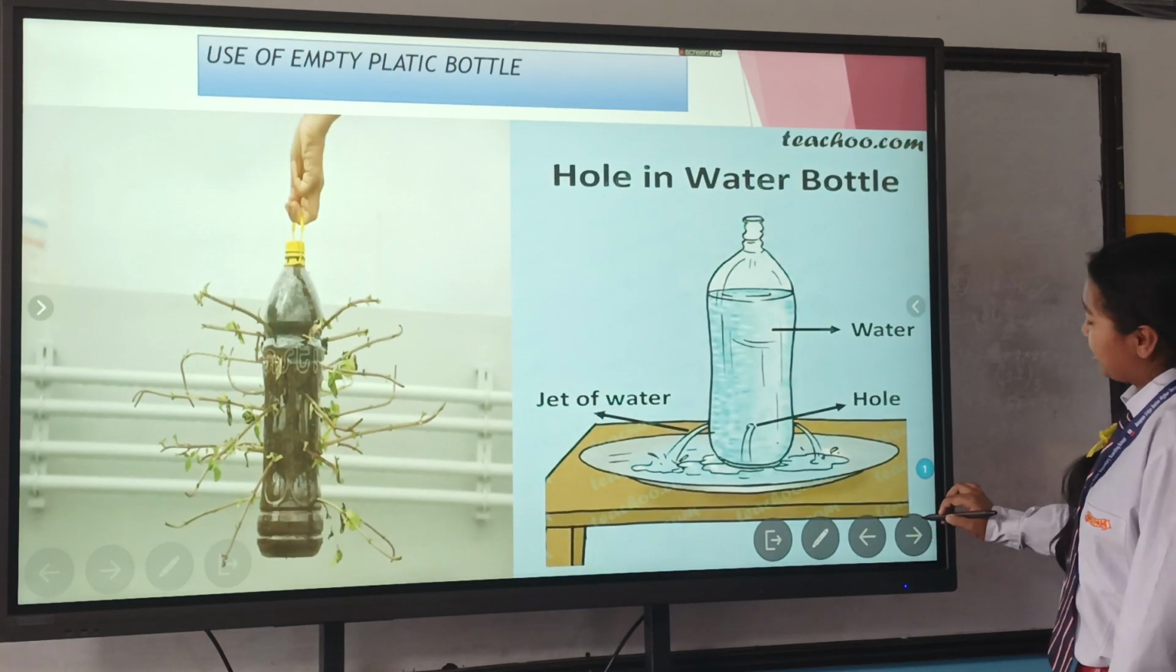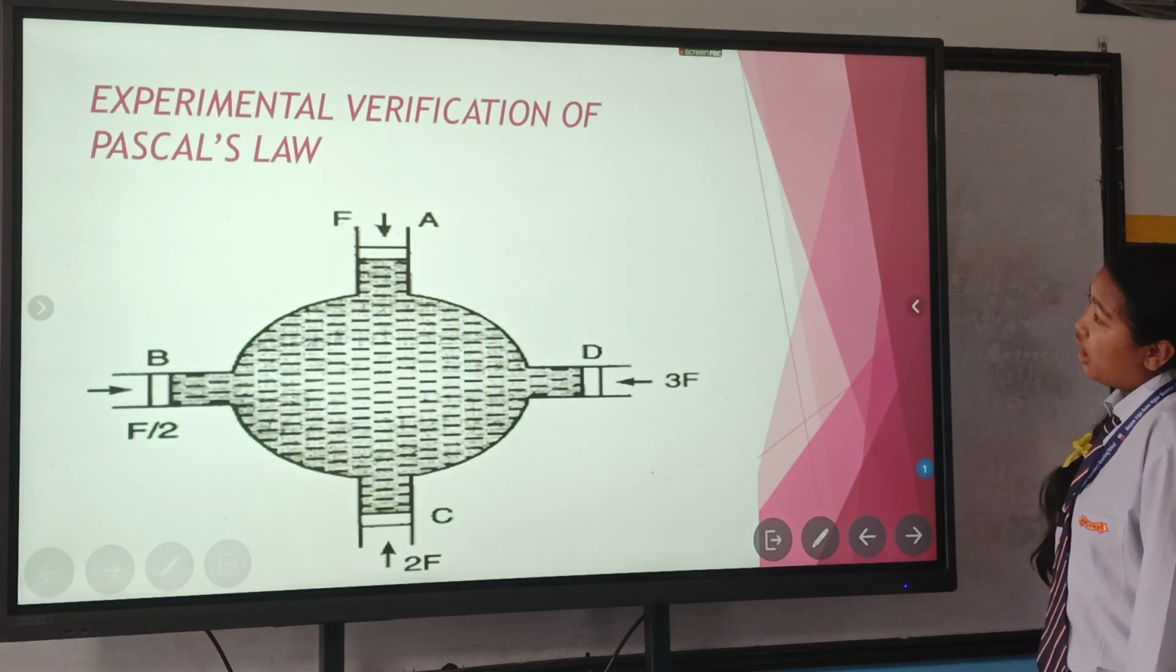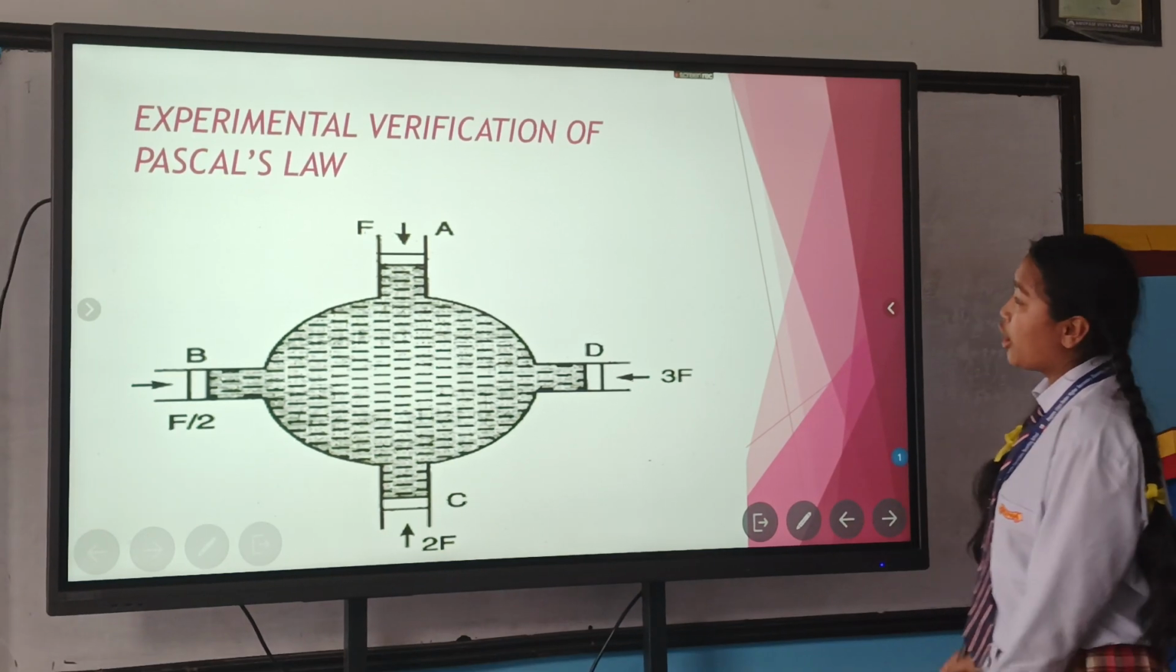Use of empty plastic water bottles. Experimental verification of Pascal's law.